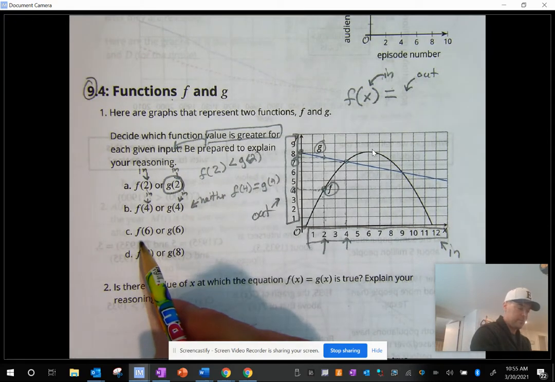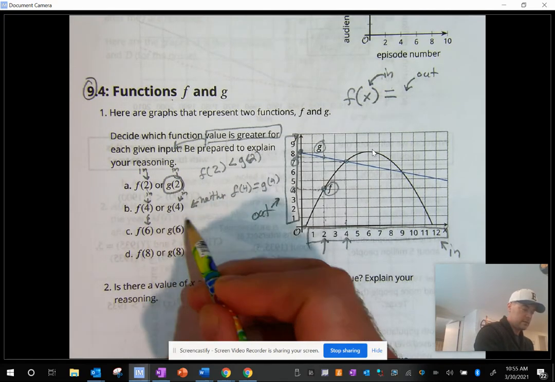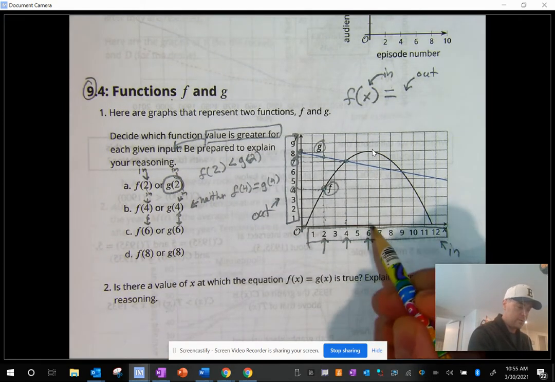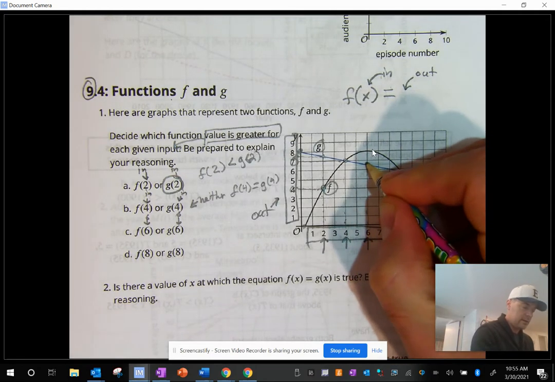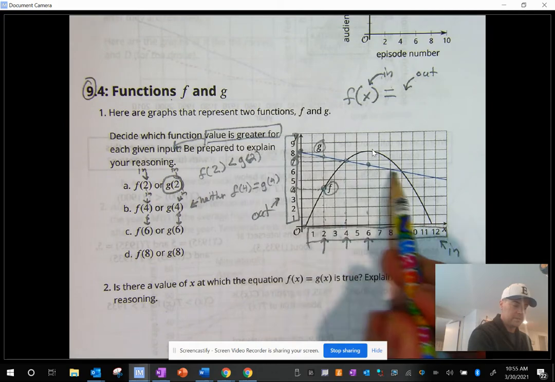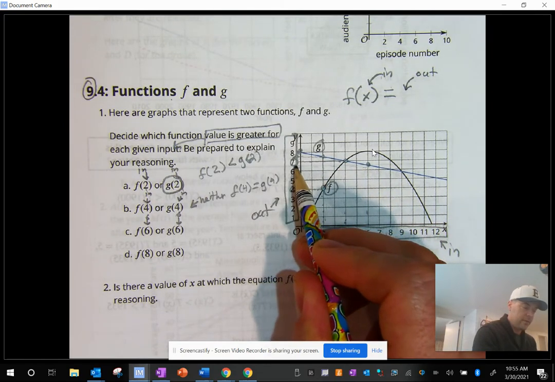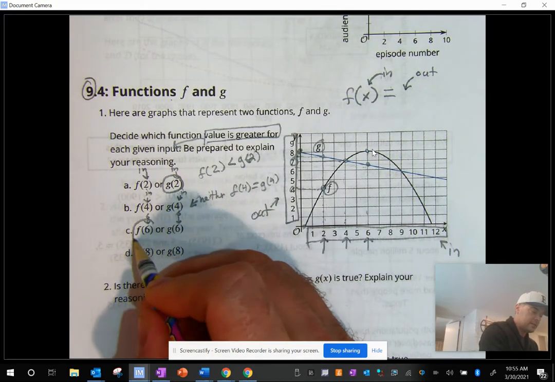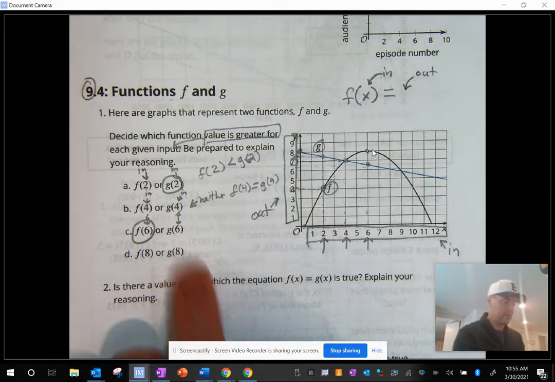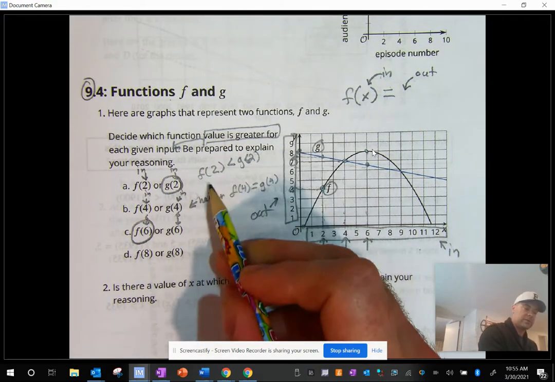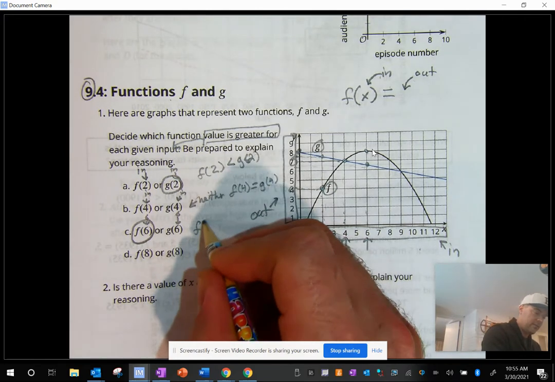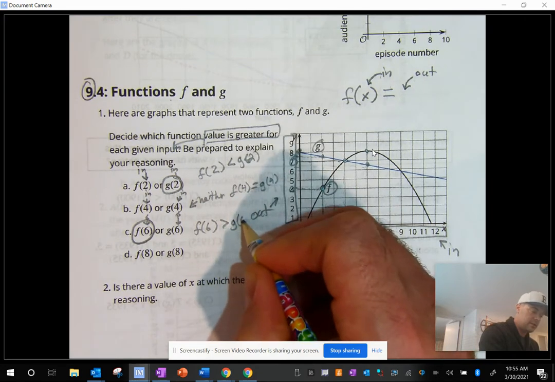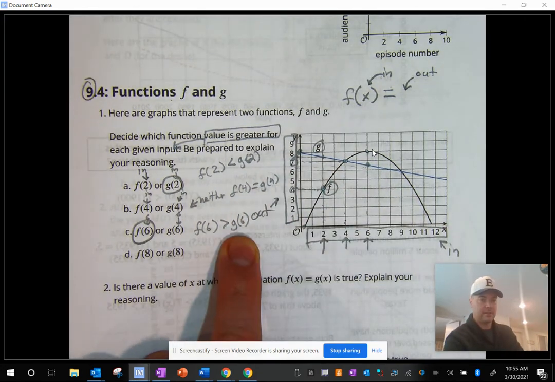Let's look at this one. The input is 6, right? So we're going to go to 6 on our inputs, which is right here, and we're going to go up. It looks like the function g is at about 6.5, and f, which is above it, is at 8. So f of 6 has a greater output than g of 6. If I'm going to write this using inequalities, I'm going to say f of 6 is bigger, it's getting eaten, and g of 6 is smaller. So f of 6 is greater than g of 6.